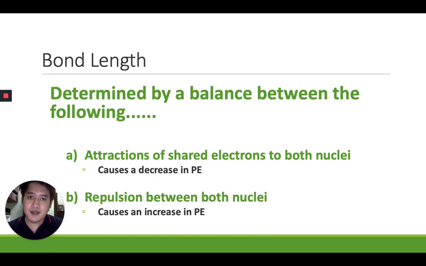So the bond length again is the distance between the two nuclei. It is determined by a balance between the following: attractions of shared electrons to both nuclei, which causes a decrease in potential energy, and repulsion between both nuclei, which causes an increase in potential energy. If you remember in the simulation, once you let the atoms form a bond with each other, there is a vibration that occurs, and if you try to look at the forces, you see that it's actually interacting.